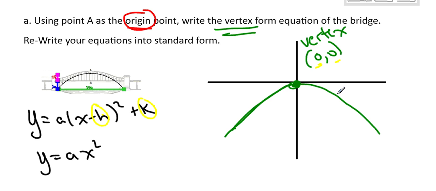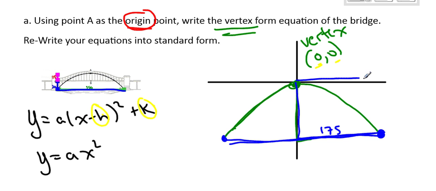So there's lots of options here. But again, using the information I was given, I could, for example, talk about the point right here. So we know that from here to here represents the span from here to here. And that was 350. So half of that is 175. So this point here is over 175 and down. Well, let's figure that out. How far down do I go to get to this point?